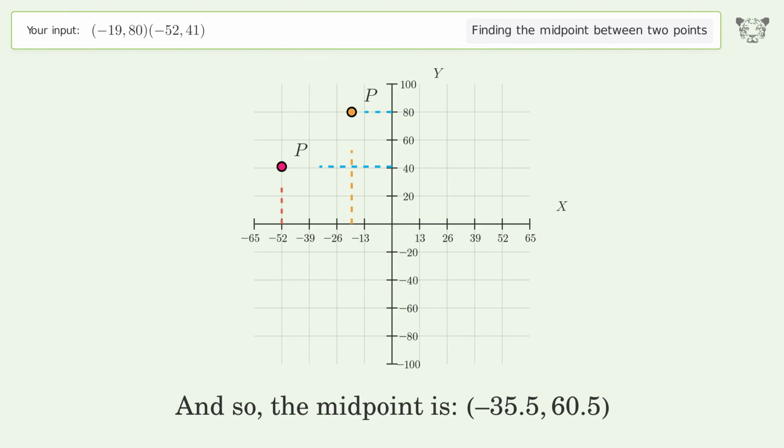And so, the midpoint is, negative 35.5, 60.5.